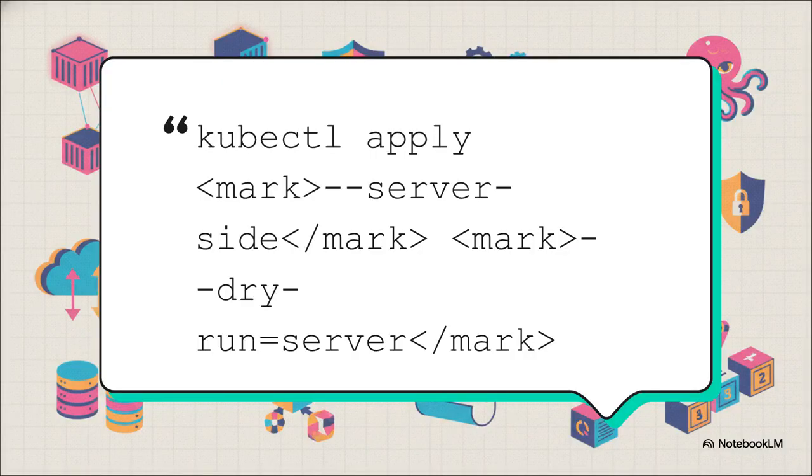Here's another one for your toolkit. This combo of flags is a total secret weapon, especially for anyone doing CI/CD or automation. What it does is it tells the Kubernetes API server, hey, I want you to figure out all the changes for this apply, but don't actually do it. Just tell me what you would do.